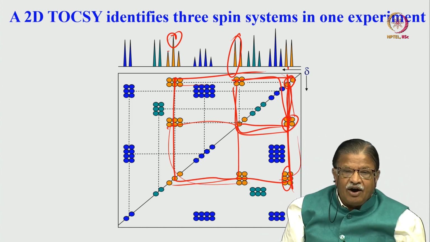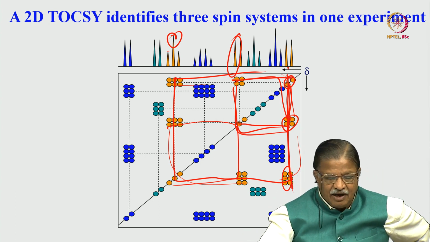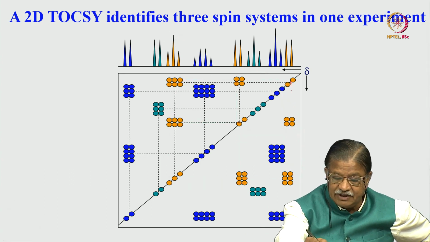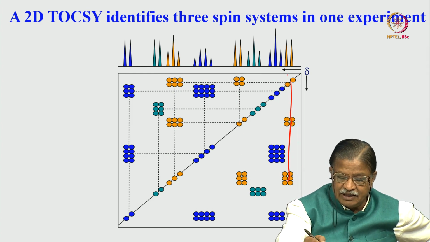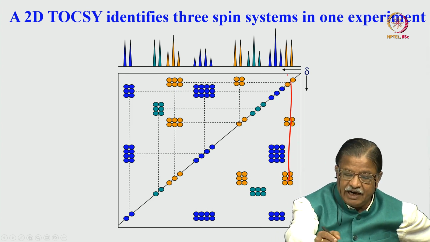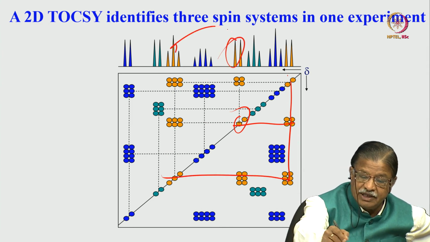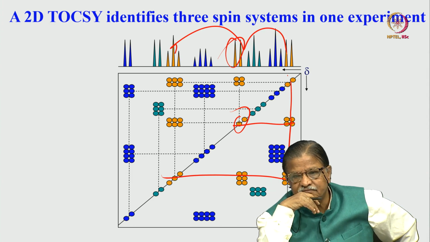Fantastic. All the spins which are coupled among themselves in a spin system are giving rise to cross peaks here. All the three of them. See, starting with this, go continuously, and you can say this and this are coupled. If you want to identify, go here horizontally, and this is one coupled, go horizontally, this one. So these three, see similar color, they form a spin system.